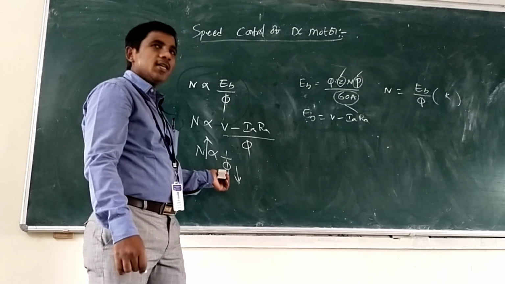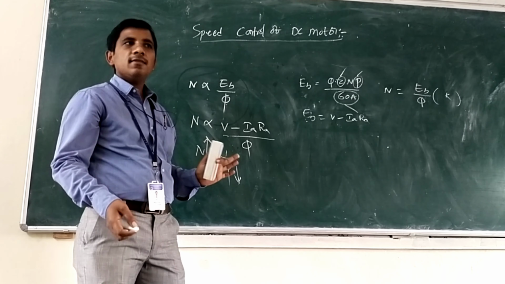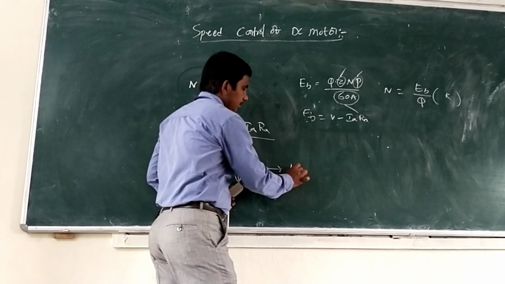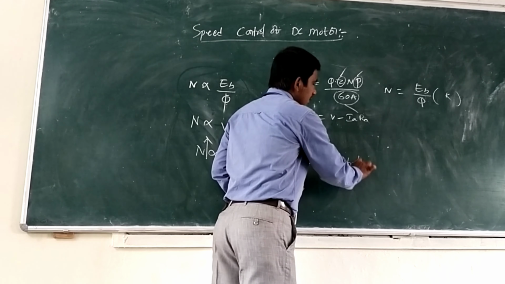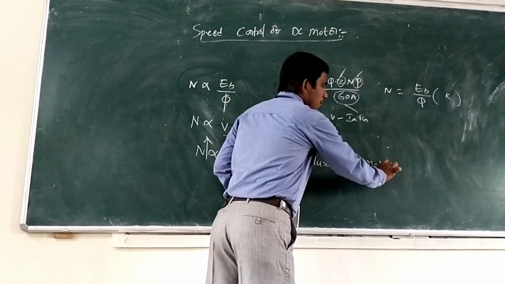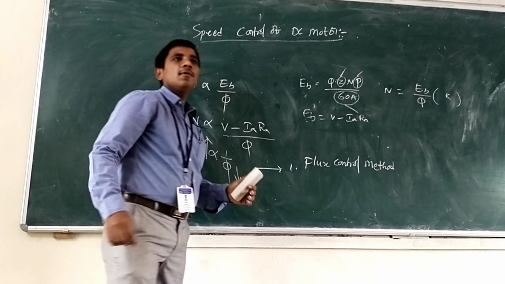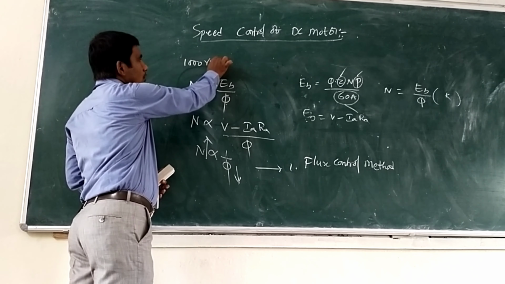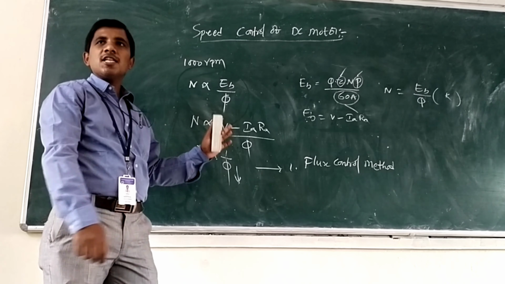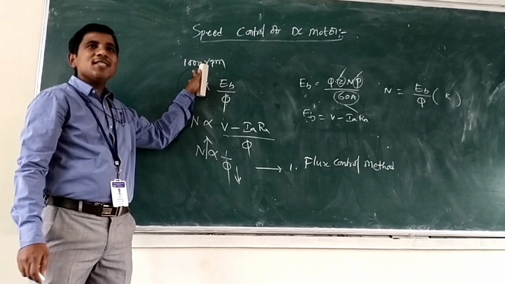This method of control, varying the flux, is known as the flux control method. It is the method we use to obtain more speed. Suppose the motor rated speed is 1000 RPM, that is 1000 revolutions per minute, or rotations per minute.